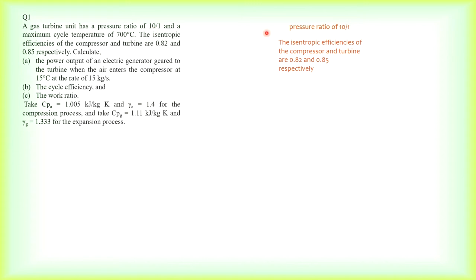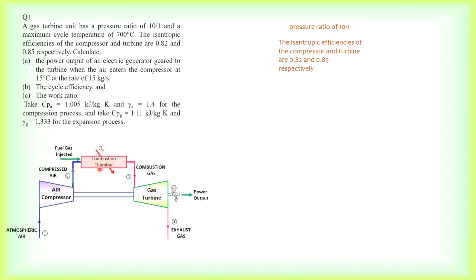So first, in the question, they have given us a pressure ratio of 10:1. And the most important thing is they have given us the isentropic efficiency for the compressor, 0.82, and the isentropic efficiency for the turbine is 0.85. So this would be the schematic diagram. You have heat supply here, work in at the compressor, and work out from the gas turbine.